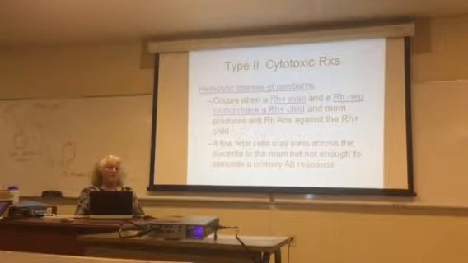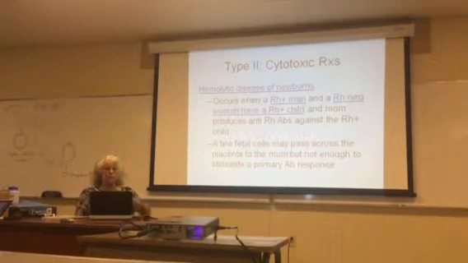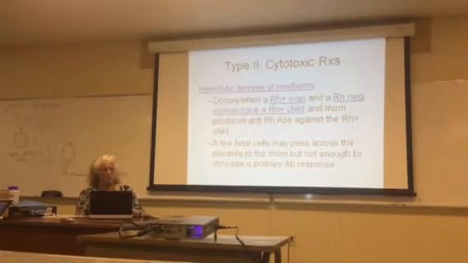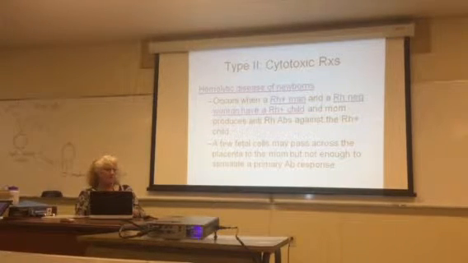Also under cytotoxic reactions is hemolytic disease of the newborn. This occurs when an Rh positive man and an Rh negative woman have an Rh positive child, and then the mom produces anti-Rh antibodies against the Rh positive child. Normally, a few fetal cells may pass across the placenta to the mother's circulation, but not enough to stimulate a primary antibody response. So that's the normal stuff that's going on.